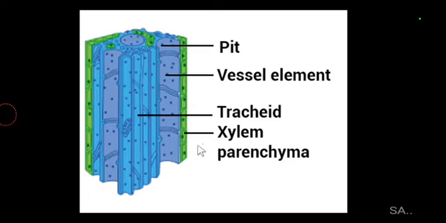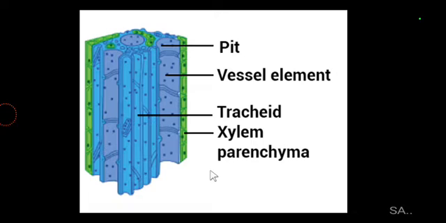Beside this, in this diagram, there is one more cell lying, which is xylem parenchyma. So xylem parenchyma, they are responsible for the storage. They are the living cells. This is one of the facts about them. While the vessel element and the tracheids, they are dead cells that are making the xylem tissues.